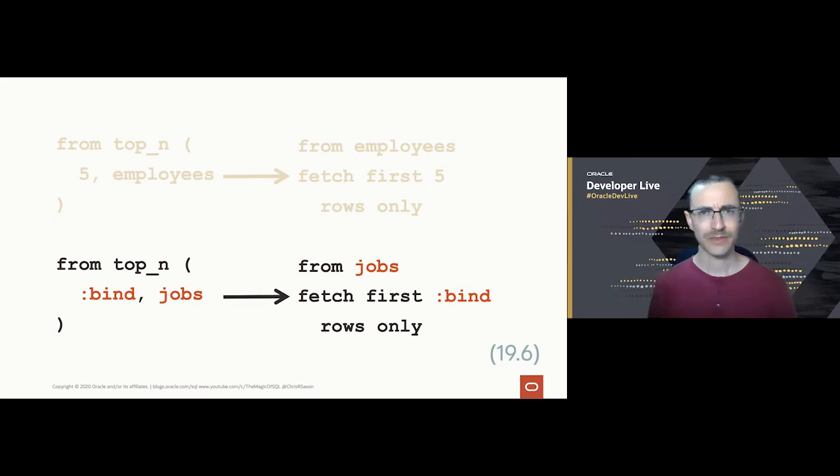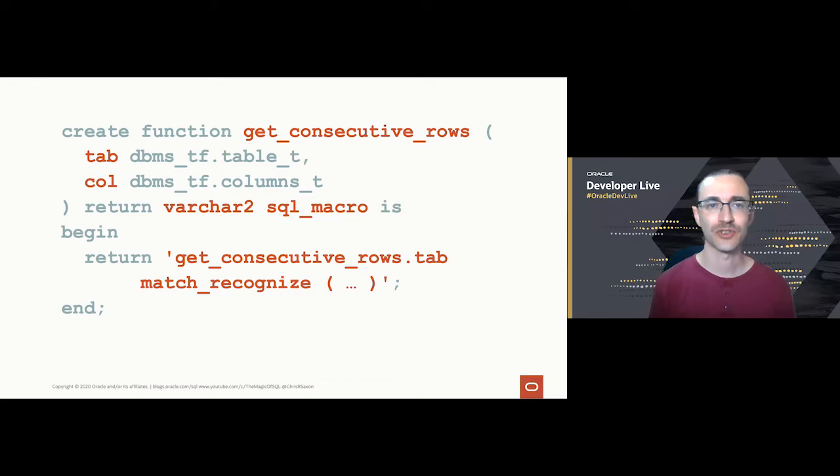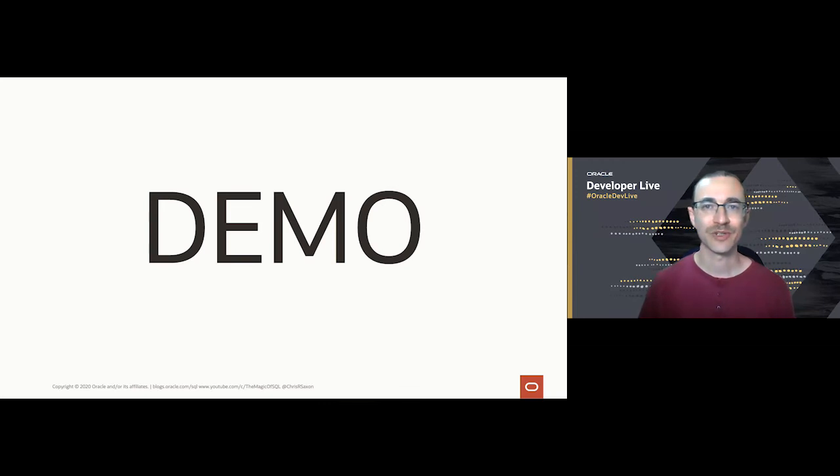So that's a quick overview. We can now build my generic get consecutive rows function, passing in a table and the column that we're searching for consecutive values on. So at this point, I'm going to jump back over to the demo again so we can see how this all works in practice.